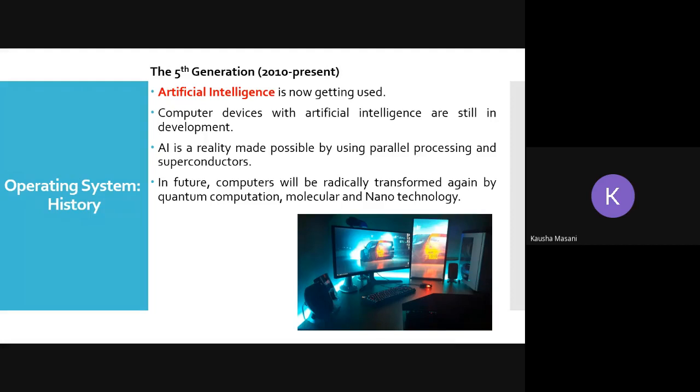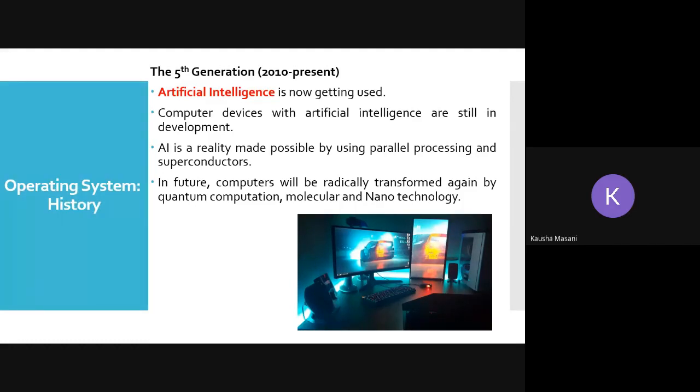So any doubt here, anyone, till this slide? Yes or no, students? No, ma'am. Okay, fine. So I guess you have understood what these generations are, how we are upgrading with each and every generation.